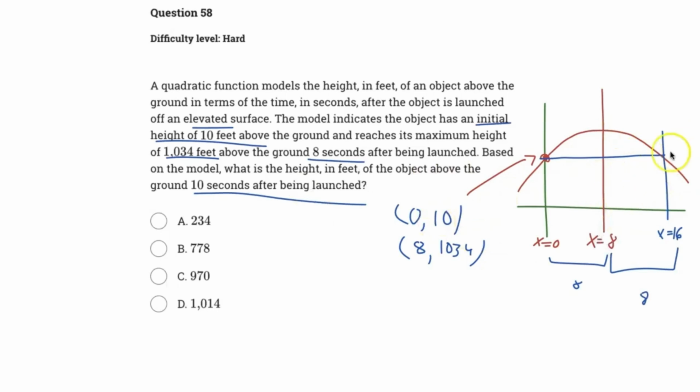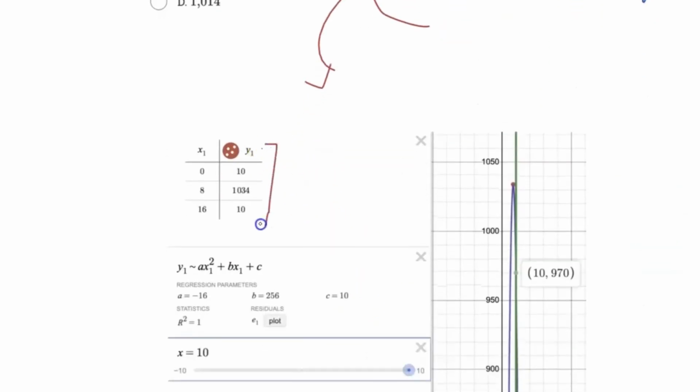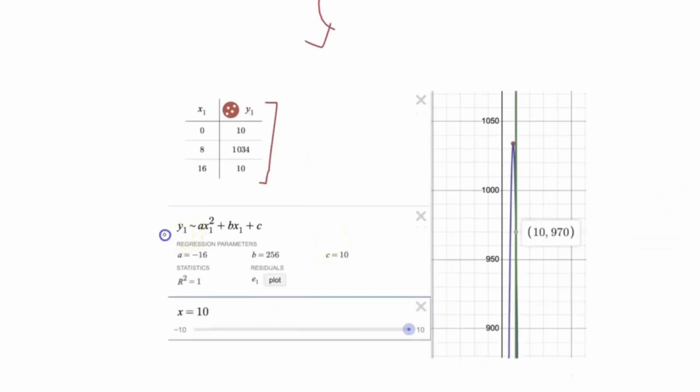Therefore, to find our other coordinate point, it's actually pretty simple, because we know that this value, when it returns, has to have a y value of 10. And we already said that x is going to be 16. So we have (16, 10). We have our 3 coordinate points now, and we just plug this into Desmos, as you can see here, just a table with the points. We put in our regression, and it gives us our graph. It gives us the a, b, and c values.